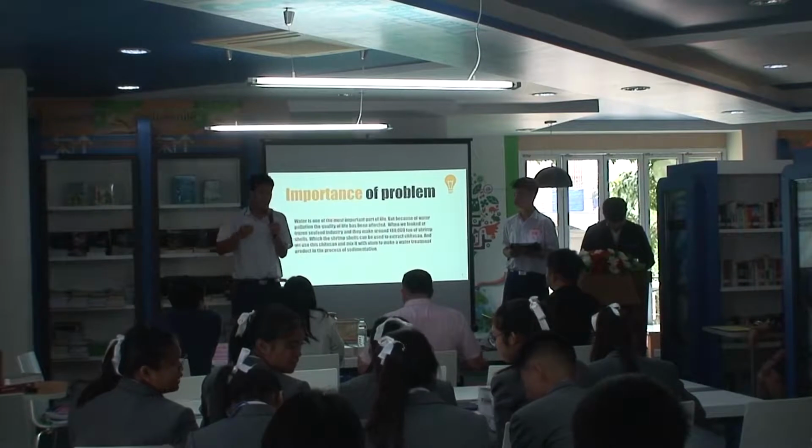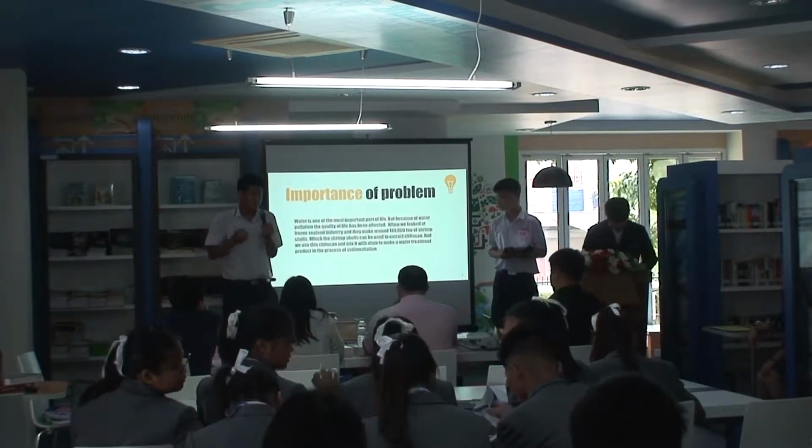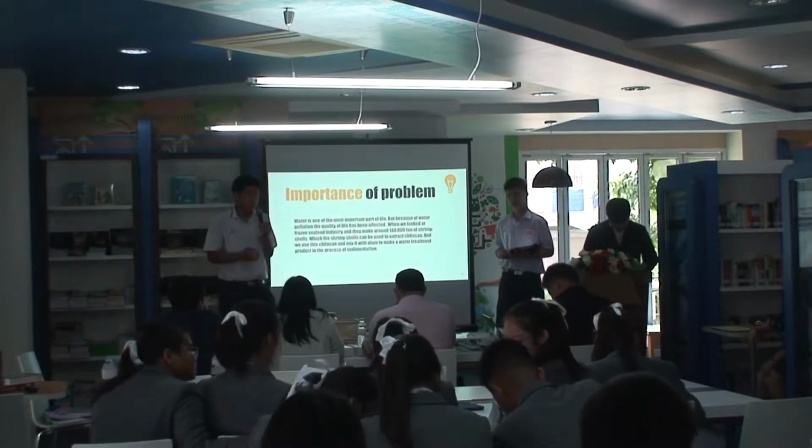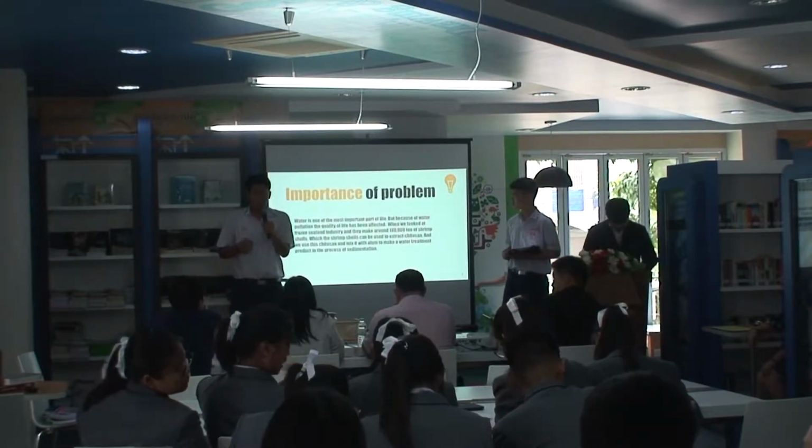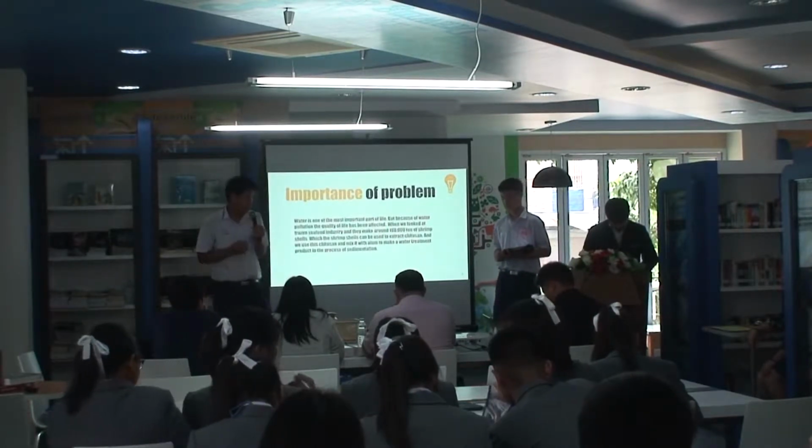That's why we use the shrimp shells and extract the chitosan. And we mix the chitosan with alum to make a product that is used to treat the water by the sedimentation process and to attach to the oil in the water.